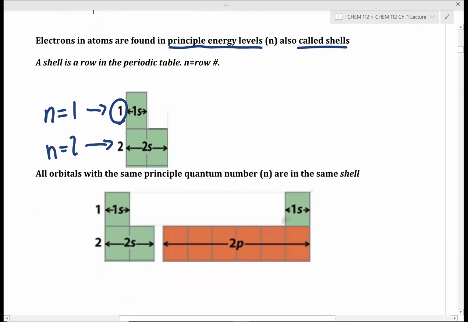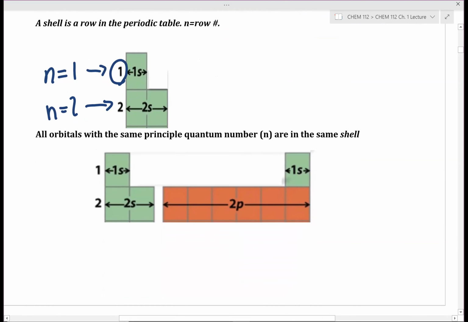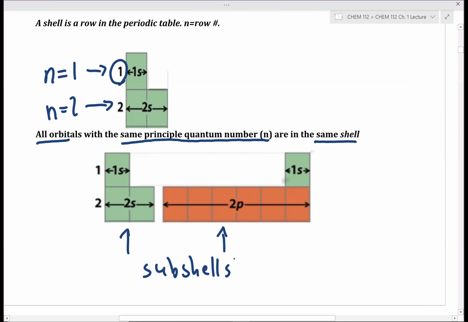Atomic radius. Now, a key feature of this idea of shells is that all orbitals with the same principal quantum number n are in the same shell. So for example, as we'll discuss in a moment, there are shells that contain two different types of orbitals, and we call these two different types of orbitals subshells. Just like we discussed before, if we're dealing with the first row, what is our n value? 1. If we're dealing with the second row, what's our n value? 2.